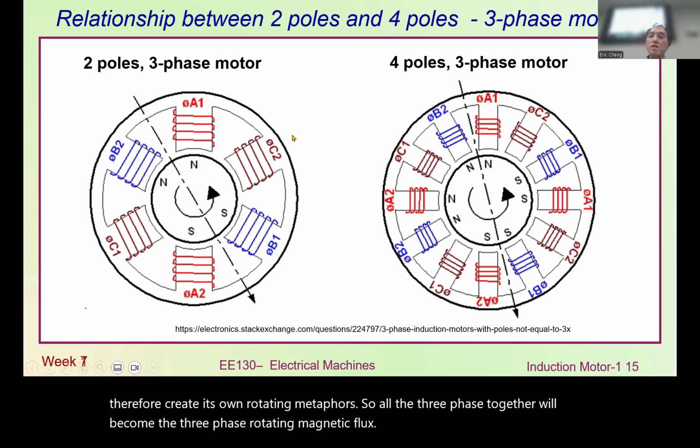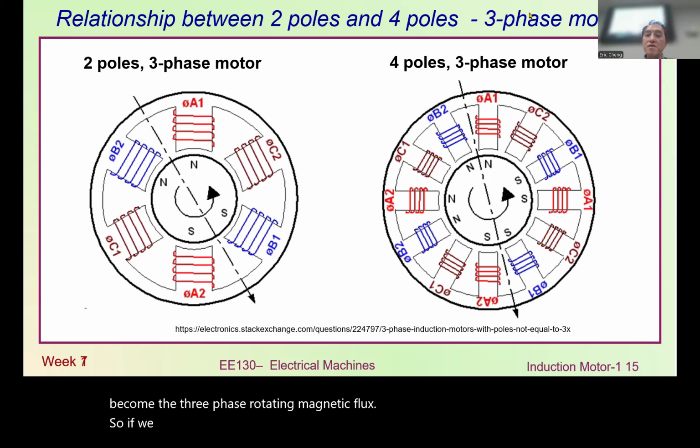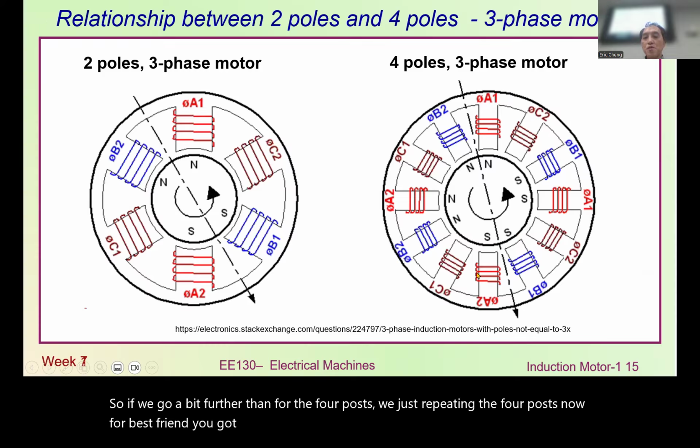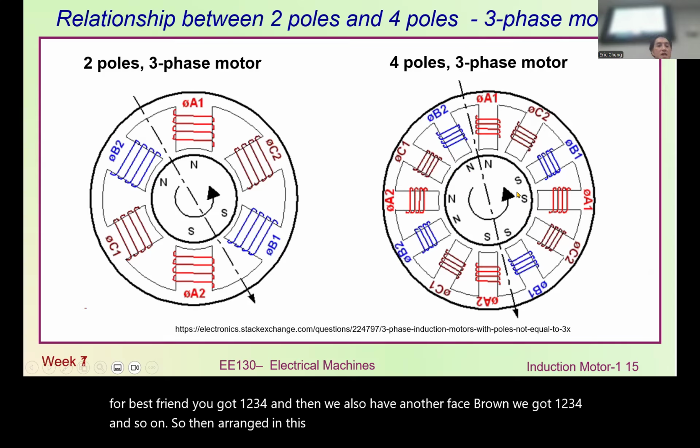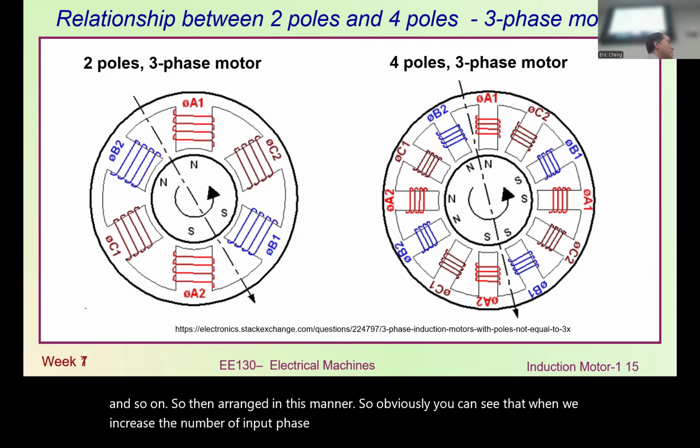So if we go a bit further, for the four poles, we just repeat the four poles just now. For the red phase, you get 1, 2, 3, 4. And then we also have another phase, brown. We get 1, 2, 3, 4, and so on. So they are arranged in this manner. So obviously you can see that when we increase the number of input phases... But usually for AC, we only have single phase or three phase. We seldom use other phases.